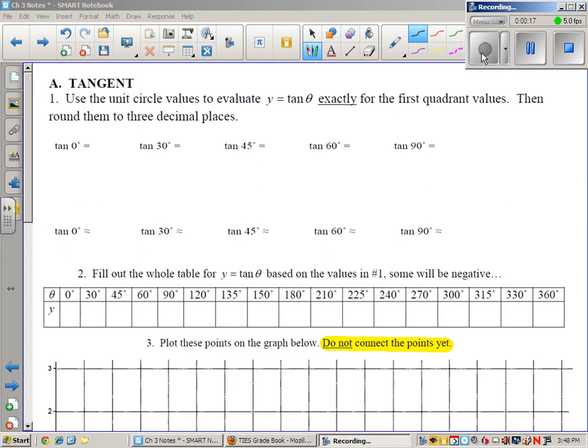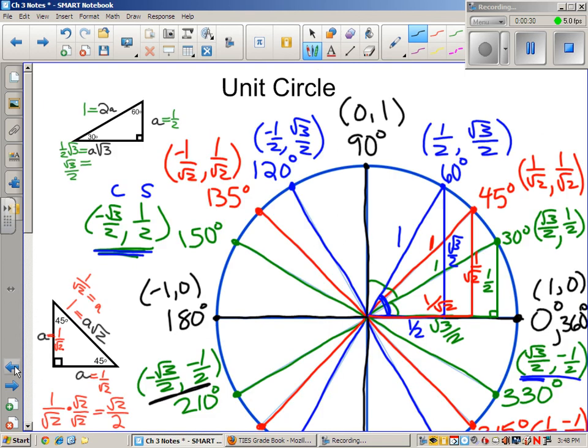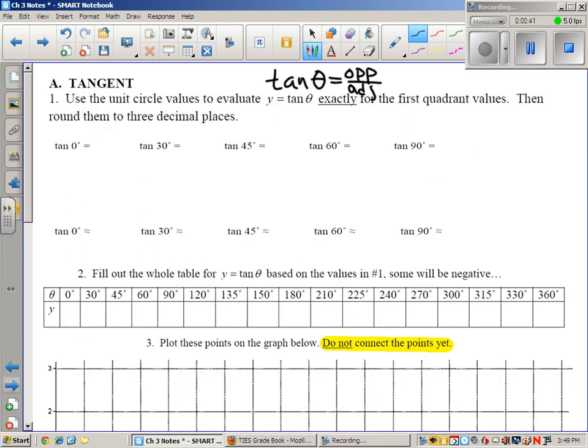We know that tangent of theta is usually opposite over adjacent. But on the unit circle, when we drew these triangles, the opposite side was always the vertical side, the y-coordinate, and the adjacent side was always the horizontal side, the x-coordinate. So we had the y-coordinate over the x, which is sine of theta over cosine of theta. Remember, the x and y coordinates were cosine and sine. So sine over cosine.